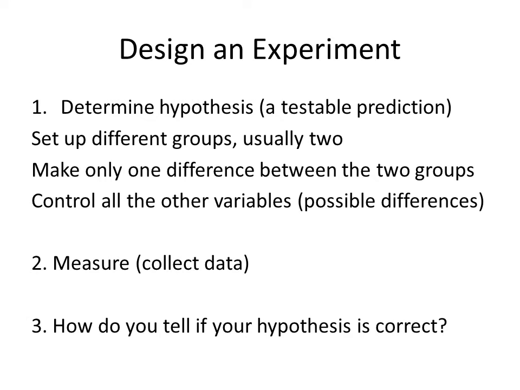So here's a summary of designing an experiment. First, determine what the hypothesis is. And the hypothesis is a testable prediction, meaning it's a prediction that you can test by doing an experiment. Then set up different groups. Usually there'll be 2 groups. And try to make only one difference between the 2 groups.